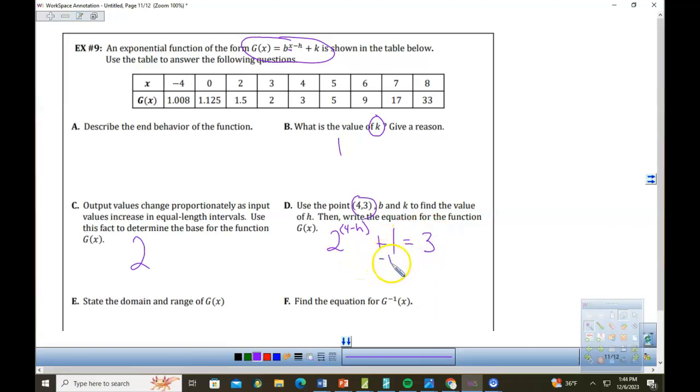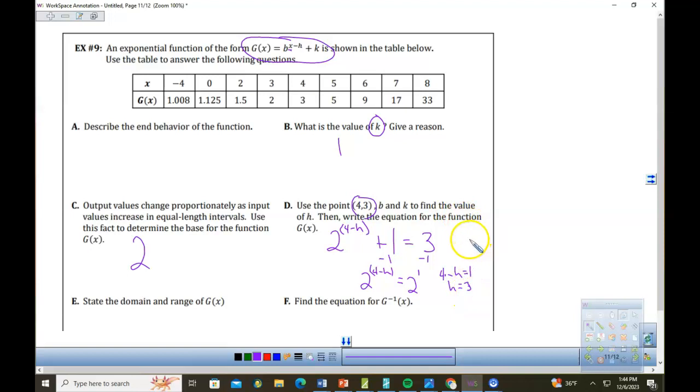So I'm going to subtract my 1 over. I get 2 to the 4 minus h equals 2. Well, 2 to what power equals 2? Well, 1, right? So 4 minus h is 1. So h is 3, right? Because 4 minus 3 is 1.